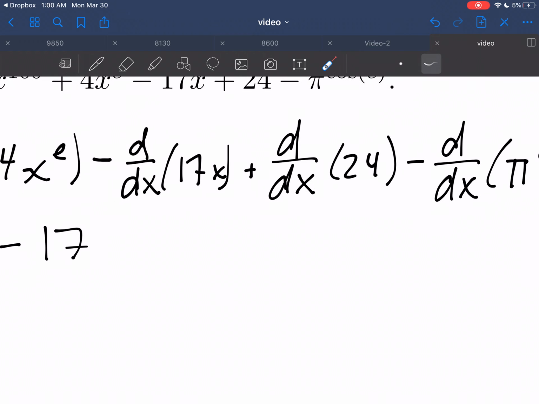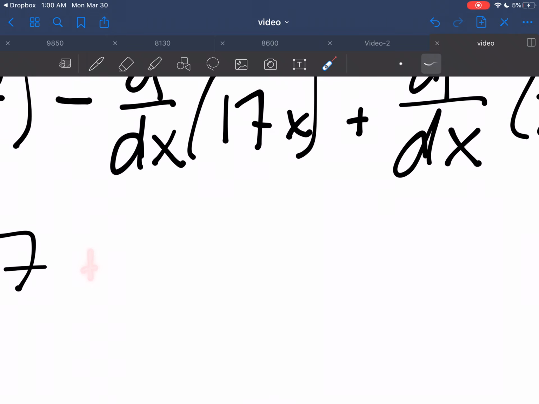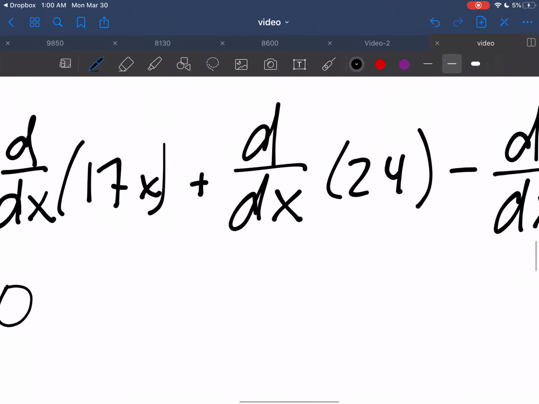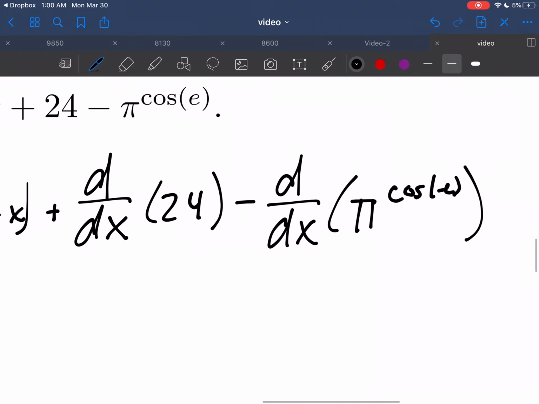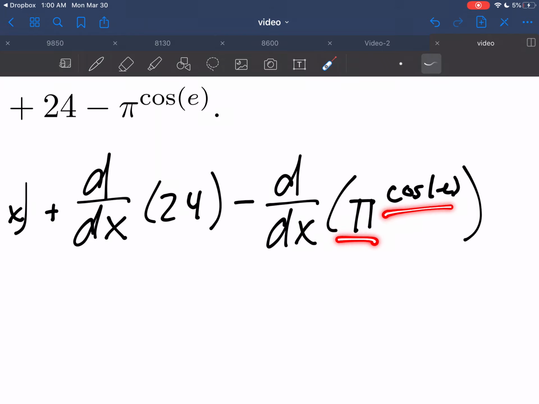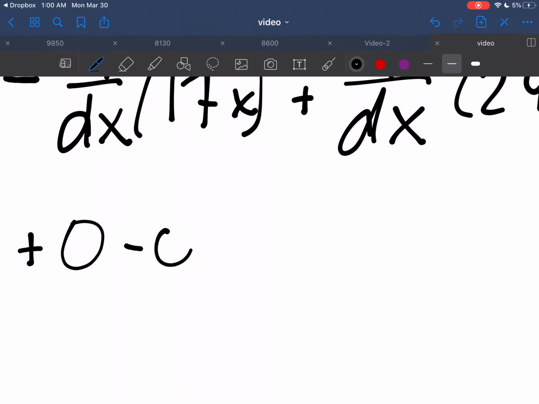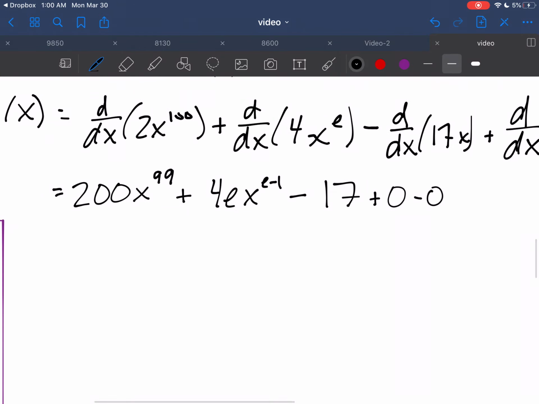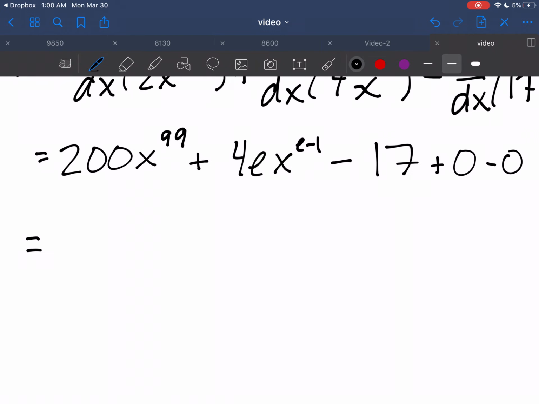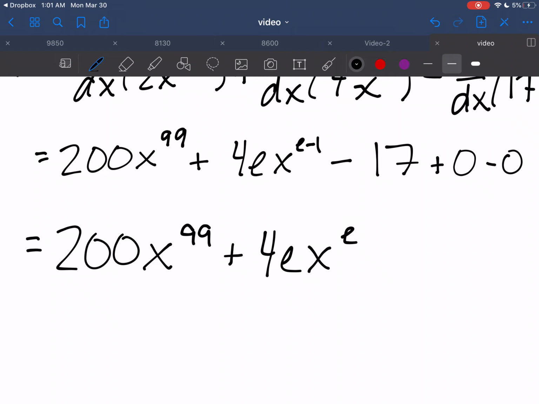All right, and so then I'll take the derivative of this 24. The constant multiplier rule says it's just a constant, so that'll be plus 0. And then my derivative of pi to the cosine e. Pi to the cosine e is just a constant, so again, that'll be a minus 0. Which we leave as is. So our final answer would be 200 x to the 99 plus 4 times e times x to the e minus 1, minus 17.